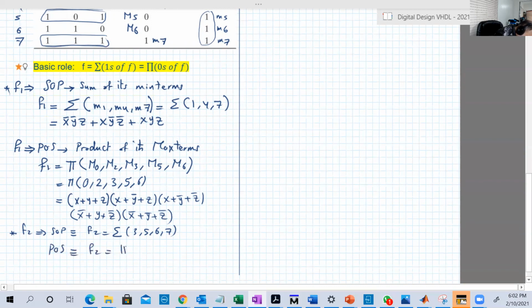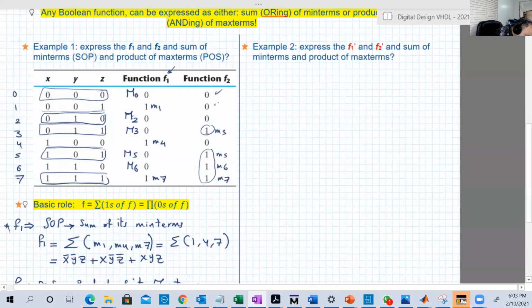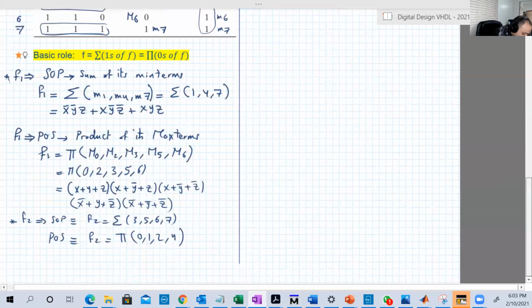F2 will be the rest. You don't need to look in the truth table anymore. Just write down the rest of the numbers that you didn't write. So 0 is not there, 1 is not there, 2 is not there, and 4. If you wanna check, 0, 1, 2, and 4. These are the max terms. Okay, that's very good.